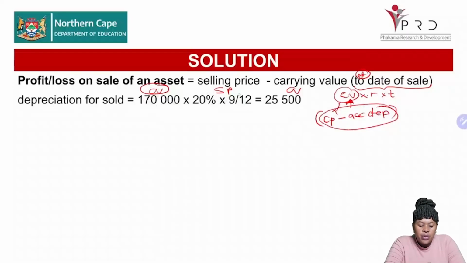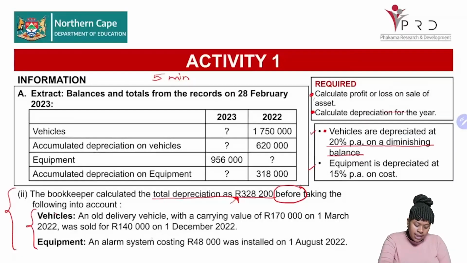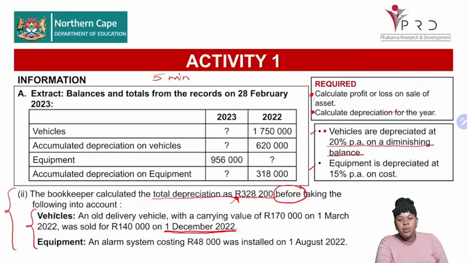I've had this vehicle for 9 months. How do I know that I've had it for 9 months? It's because when I start counting, it says it was sold on 1 December. So we've had it from March, April, May, June, July, August, September, October, November. The 1st of December, we did not have it. So for the December month, the asset was already gone. So that is why it's 9 months.